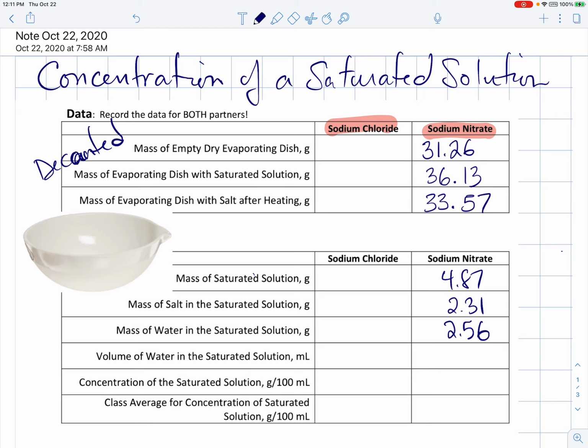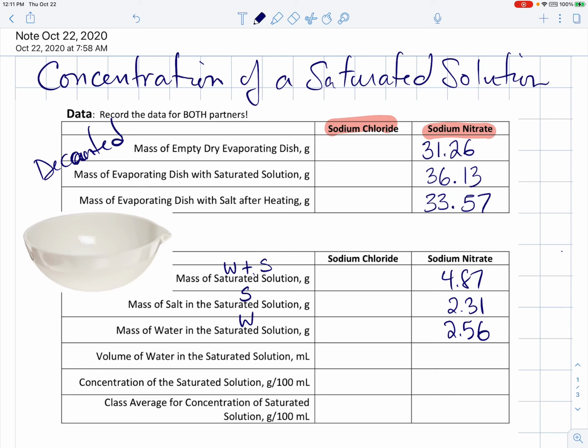Now, on your data table, you'd be smart to put a few things on the left-hand side. Where it says mass of saturated solution, remind yourself that a saturated solution is actually water plus salt. The mass of the salt in the solution, we can just call that S, salt. And the mass of water, we can just call W, water. So notice if you take S plus W, 2.31 plus 2.56, you're going to get 4.87, right? The mass of the solution was equal to the mass of the salt plus the mass of the water.